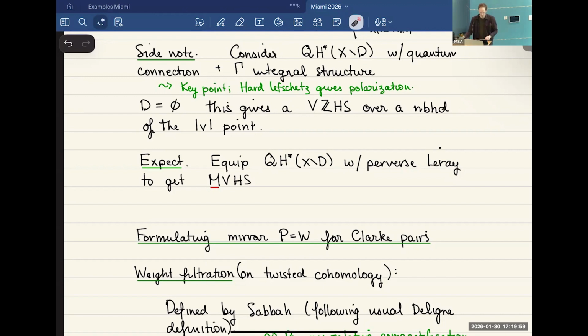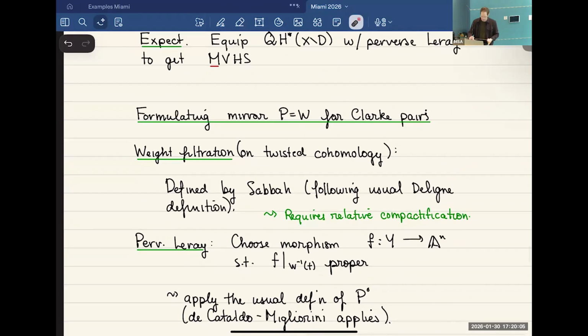Okay, in the last maybe 10 minutes, I'll spend some time talking about a proof in progress of this mirror P equals W conjecture for Clarke mirror pairs. There are a couple of things one would want to define in order to make this precise. If I start with the Clarke setup, with two log Calabi-Yau varieties, the weight filtration was clear. That's just the usual Deligne weight filtration. And the perverse Leray filtration is also, if not entirely clear, at least canonical. It comes from the affinization map.